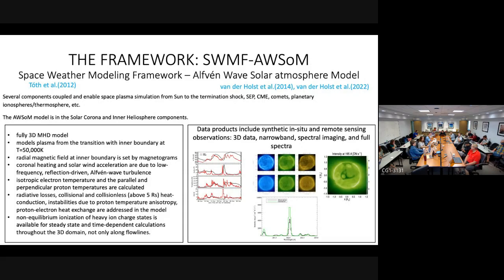In Michigan, we use the Space Weather Modeling Framework, in which the solar model is the Alfvén Wave Solar Atmosphere Model, AWSoM for short. It's a fully 3D MHD model. It models plasma from the transition region out to the termination shock. The only input is a radial magnetic field at the inner boundary, and you run your simulation. There are very few free parameters.